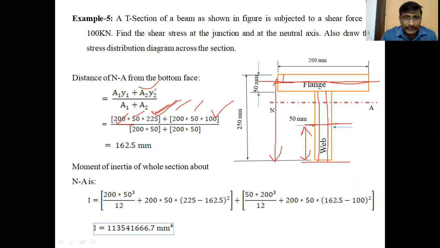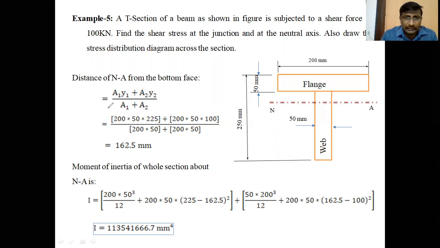This is A1 Y1 plus A2 Y2 from the bottom face divided by A1 plus A2. Both are the same: A1 is 200 into 50, A2 is also 200 into 50. Upon calculation, the location of the neutral axis from the bottom face is 162.5 mm. So the neutral axis is located from the bottom face at a distance of 162.5 mm. The height of the web is 200, and 162.5 mm is the neutral axis distance from the bottom face.